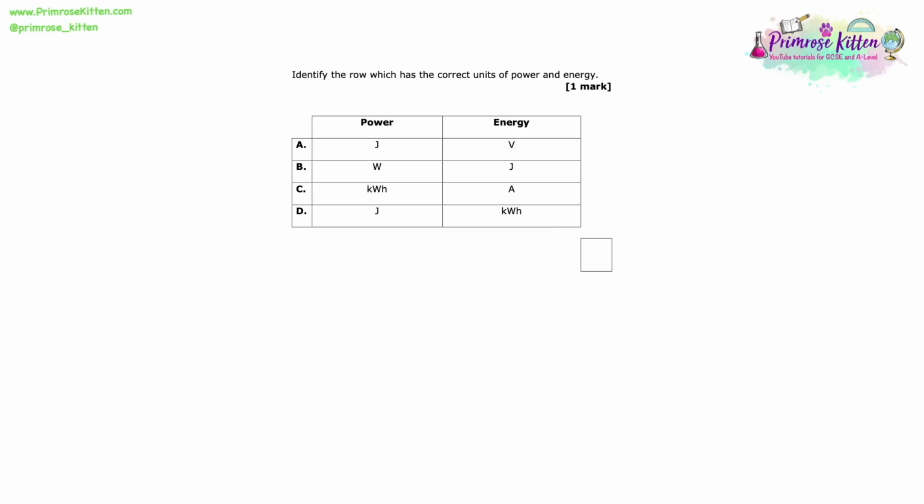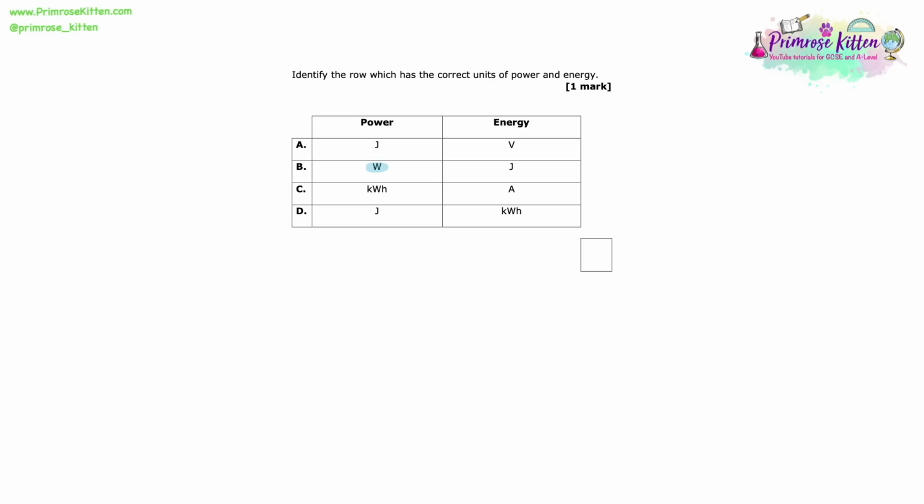Now we need to identify the row that has the correct units of power and energy. So this question really relies on our memory, okay? We need to know what units we measure power in and what units we measure energy in. So power is measured in watts. So B is looking like the answer here.